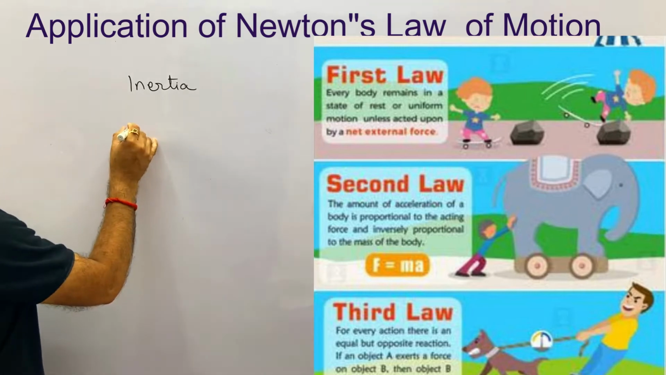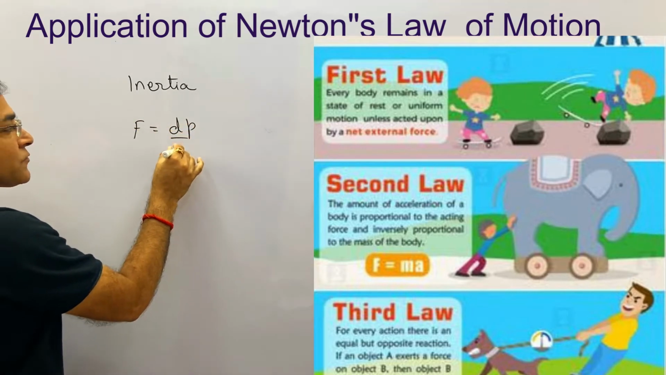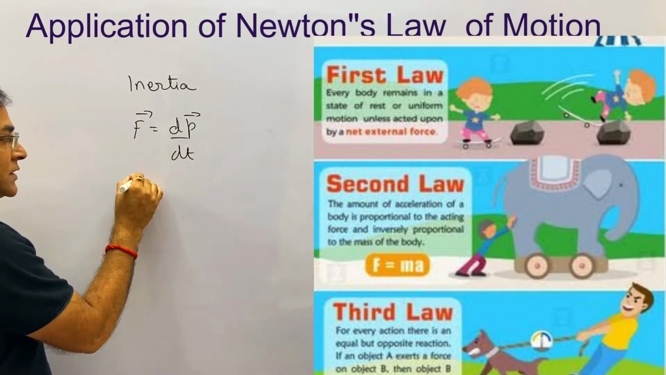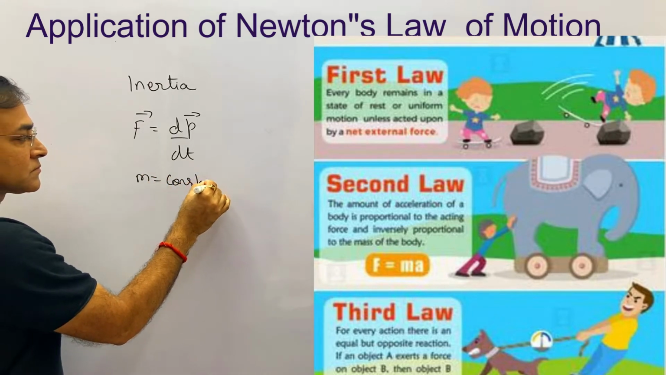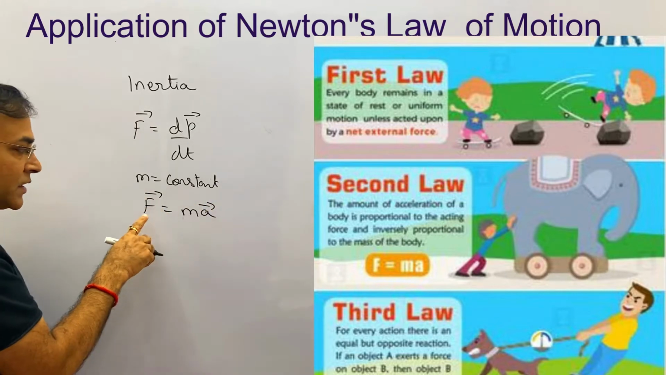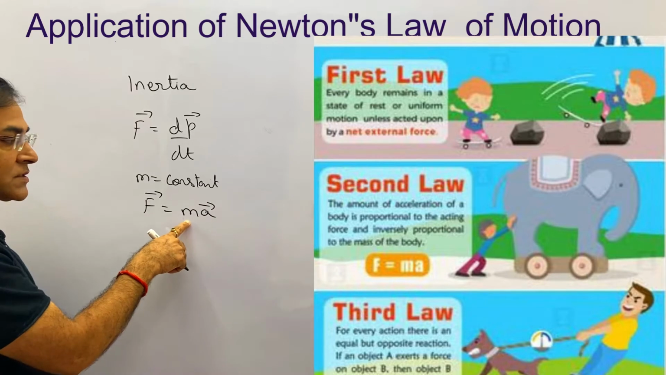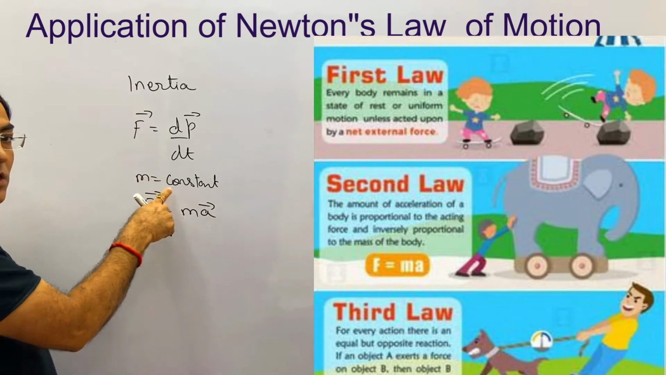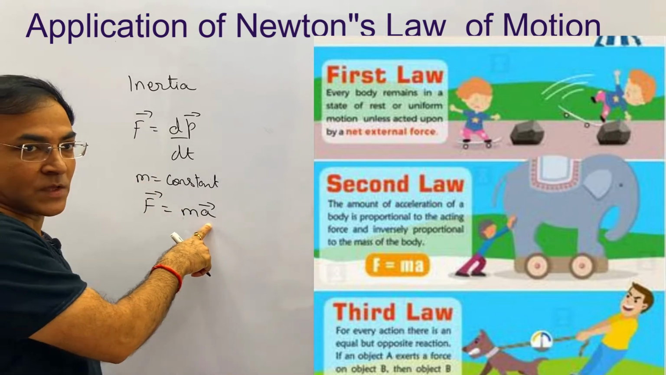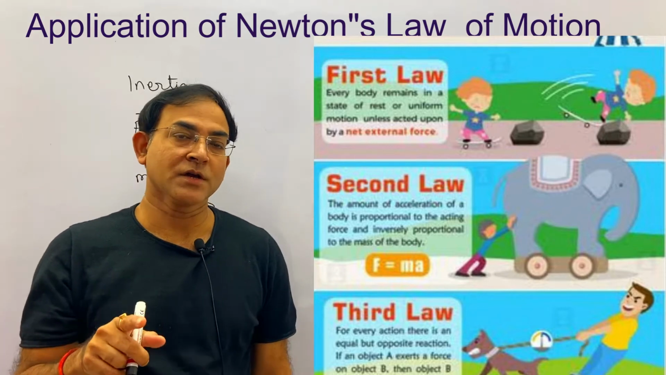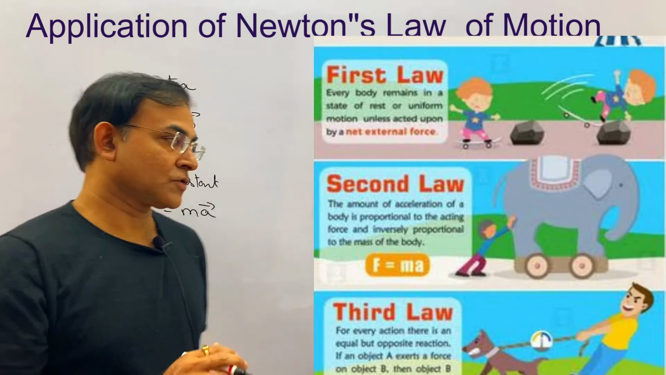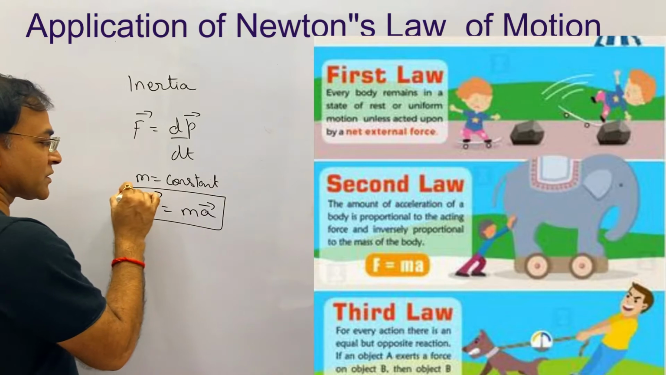The second, F is equal to dp by dt, the external force required to change the momentum. Or if the mass is constant, then we can write F is equal to m into a. This is a vector quantity, the force, and this is acceleration, and this is mass. So the net force, the total force acting on the body, produces the acceleration. Or we can say the acceleration on the body is produced only because of the external force on the system. So F is equal to ma. We are using this formula.